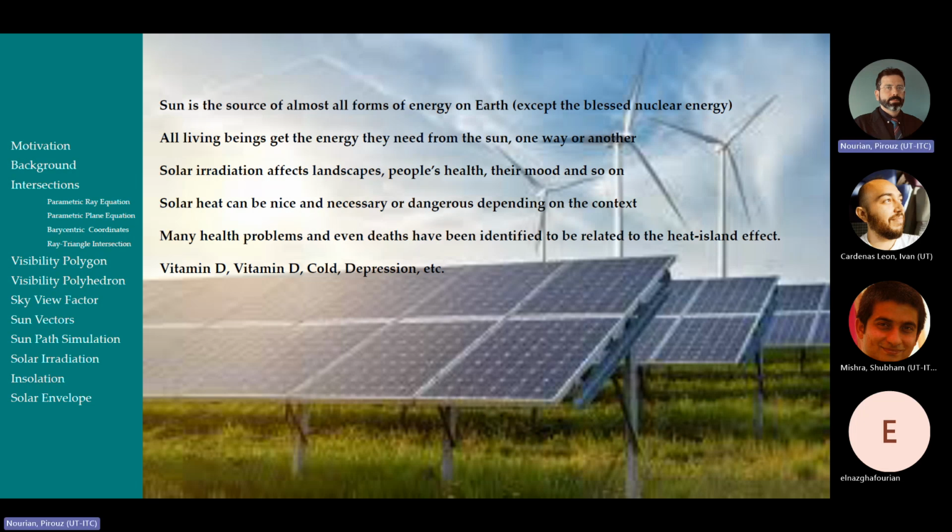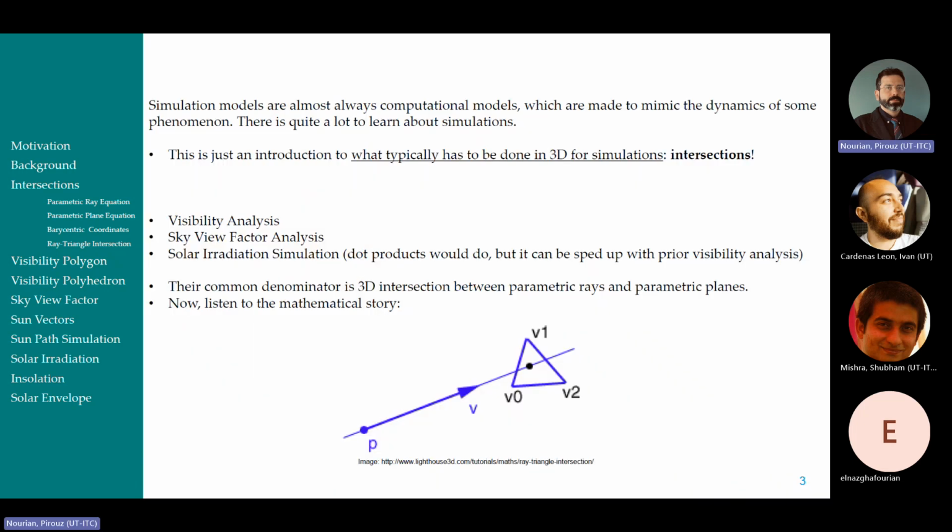And interestingly enough, from a geometric computing perspective, what most of these solar analyses have in common is the concept of visibility, right? Which is a geometric concept that is based on the notion of intersections between point sets or intersections between geometric objects, mostly the intersections between rays and triangles. So this is like the bread and butter of solar simulations, the intersection between rays and triangles.